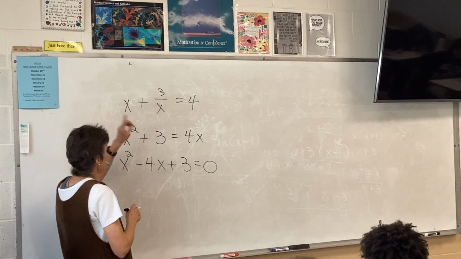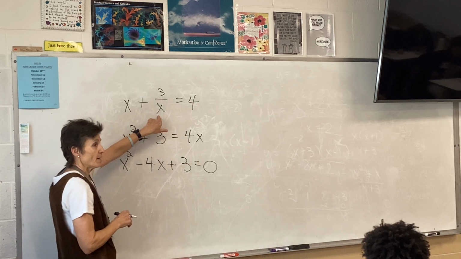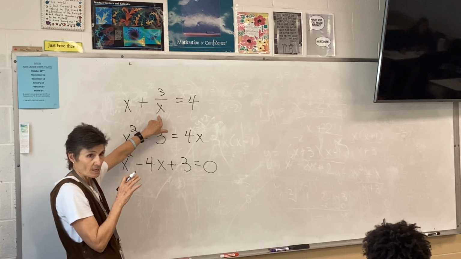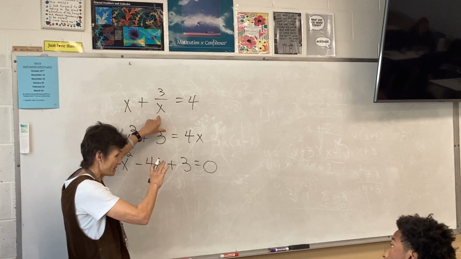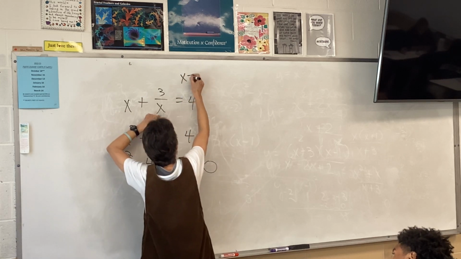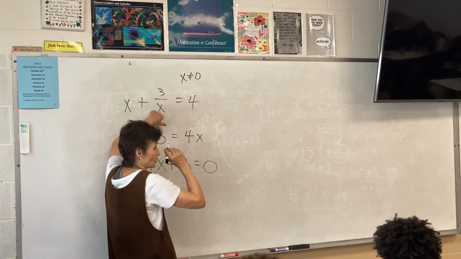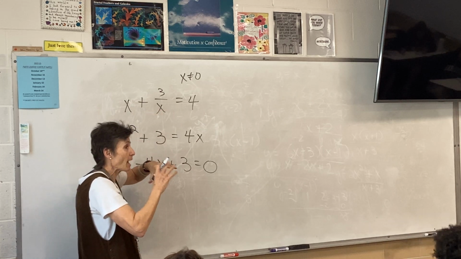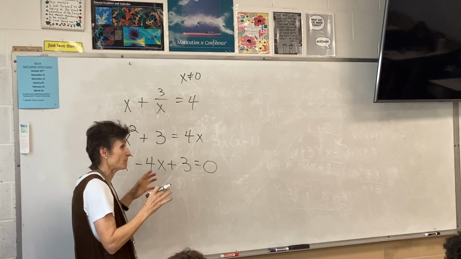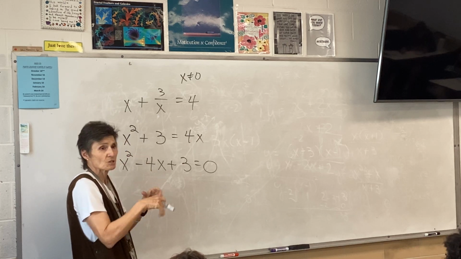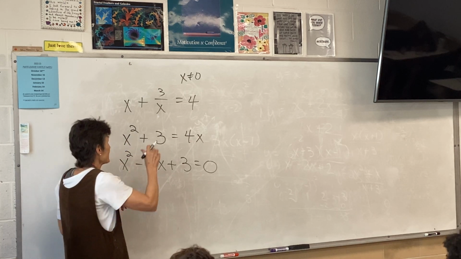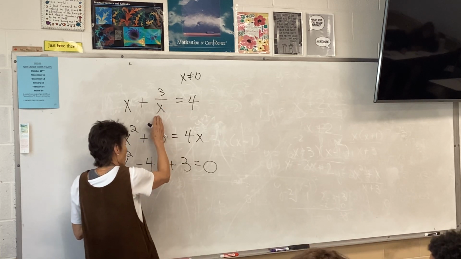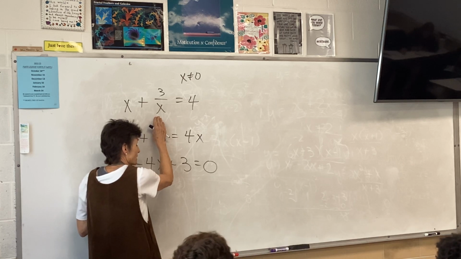But I want you to keep in mind that in the original problem, there was an X in the denominator. So whatever happens, X can't be 0, right? So this is called an excluded value. In other words, it cannot be part of your solution set. I don't know if it's going to be or not, but if it is, you have to throw it out. Always keep in mind your excluded values when you're solving an equation that has a variable in the denominator.